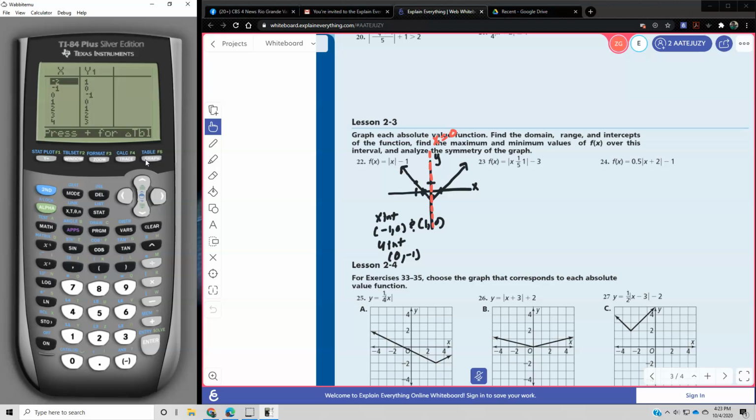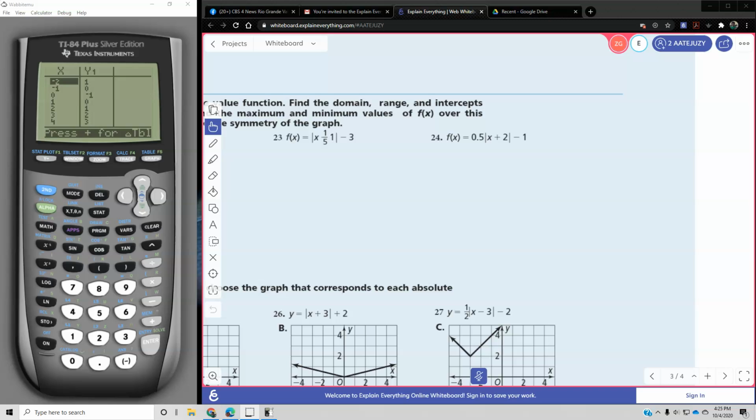And then your domain, -infinity, +infinity. The range, y is greater than or equal to -1. That's the lowest point. Y is greater than or equal to -1. In this case, you don't have to worry about maximum and minimum values over a given interval. So we found the x-intercept, the y-intercept, the domain, the range, and the axis of symmetry. Okay.